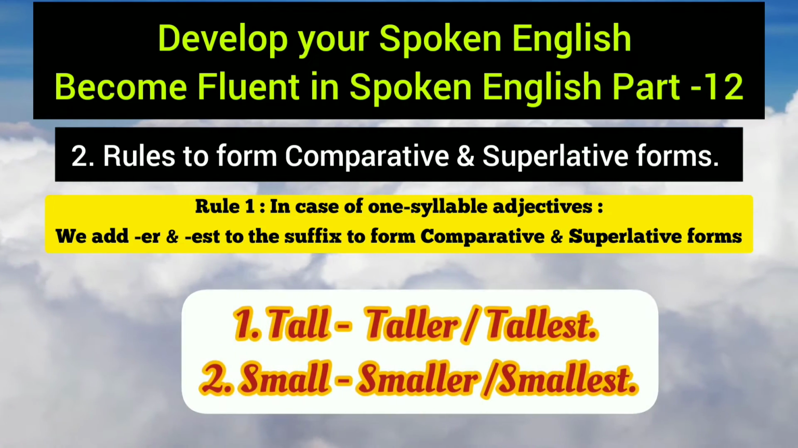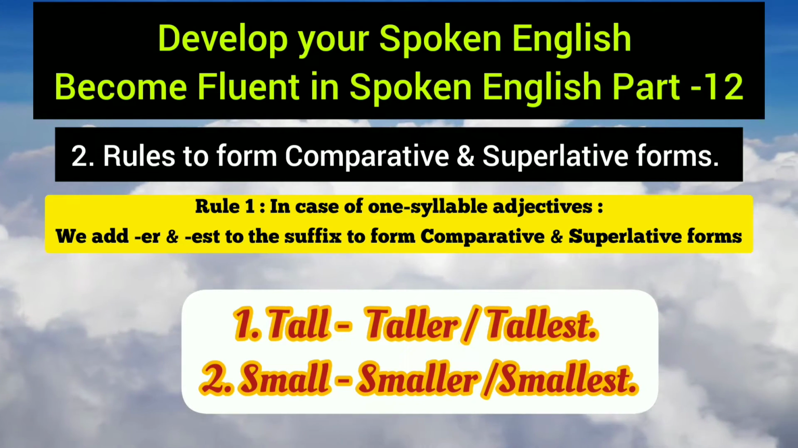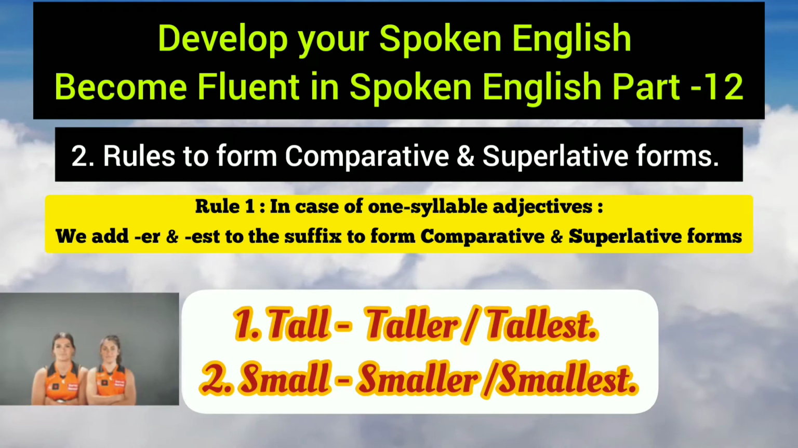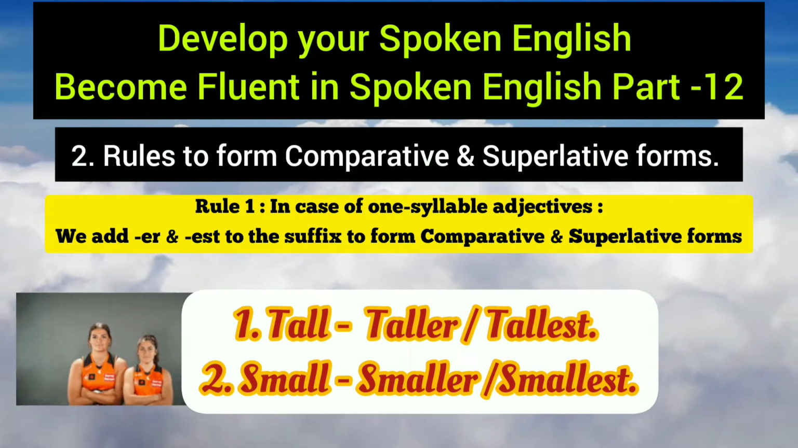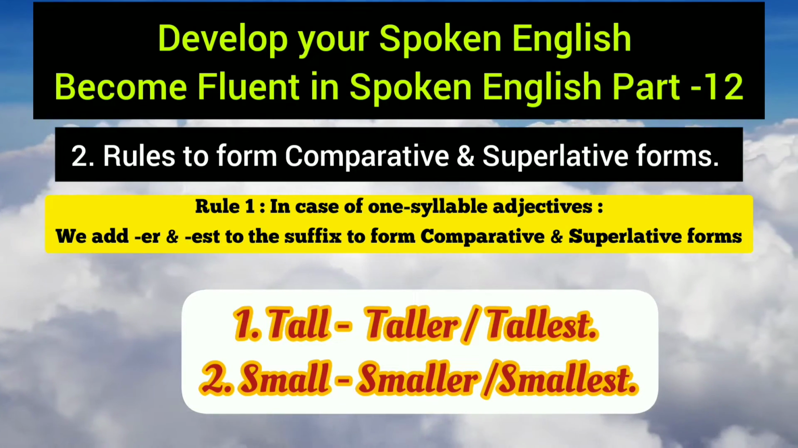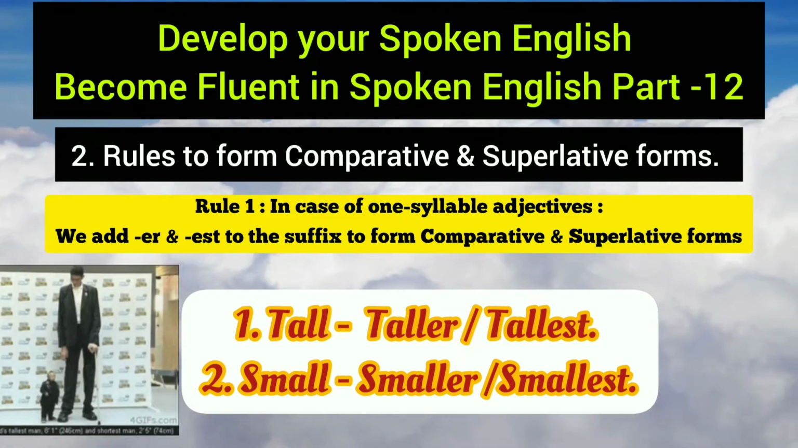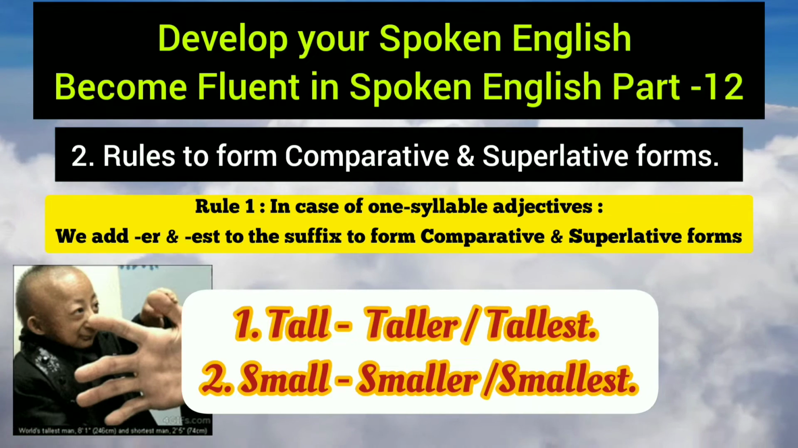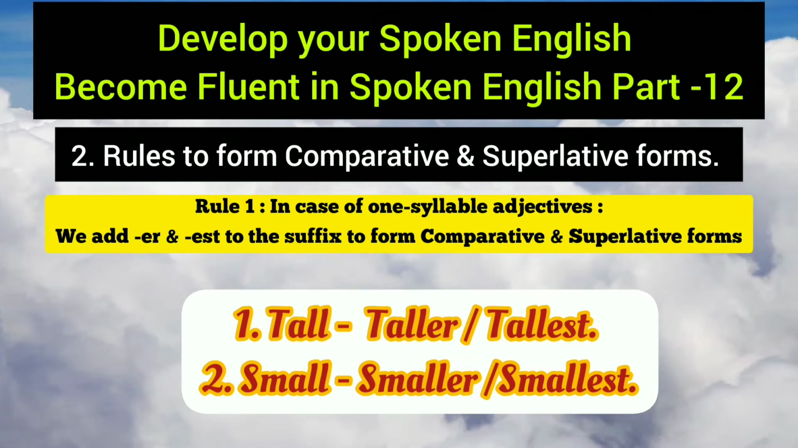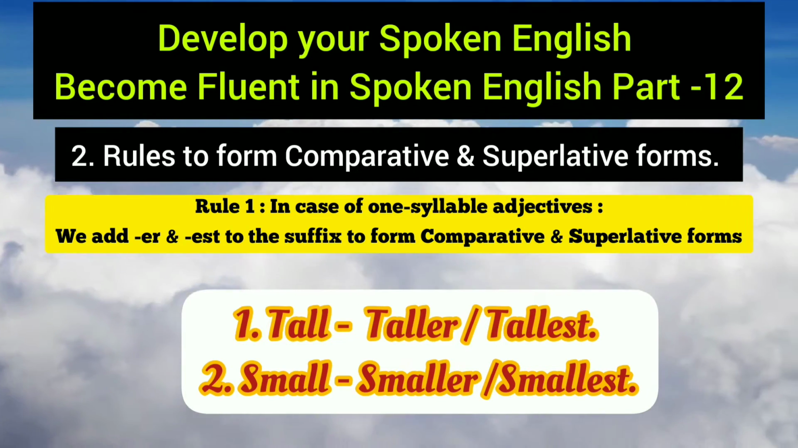As you see, the first example is tall, so I'm adding er, as I already mentioned, to the suffix and making it comparative, taller. So let me give you an example. Sam is taller than his brother. So this is the comparative. Similarly, I'm adding est to the suffix to form the superlative, that is tallest. So he is the tallest boy in the class. So here I'm using superlative. I'm forming superlative by adding est in case of one syllable adjective.